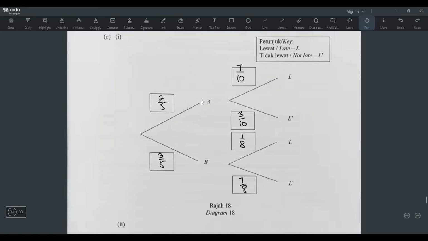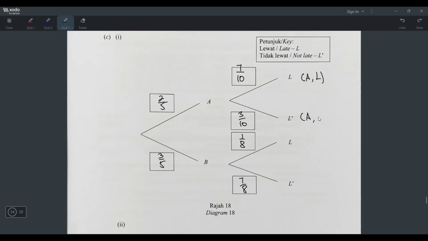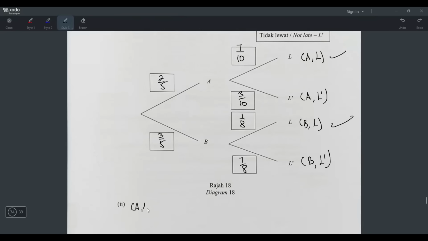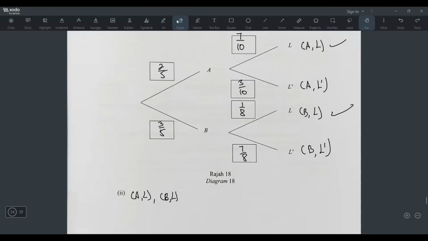Okay, so which ones are late to school? This one is the probability of taking bus A late. This one is bus A not late. This one is bus B late. This one is bus B not late. So which is the probability of late? This one and this one, right? So write down the possible outcomes first, AL and BL, because these are the two outcomes that are late. And then open a bracket, find out the probability.